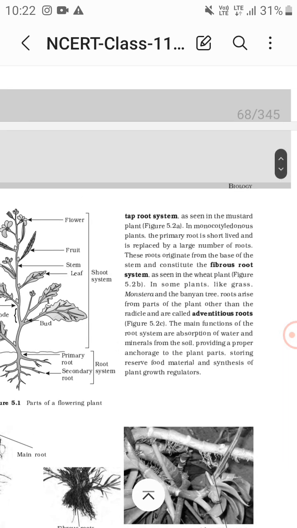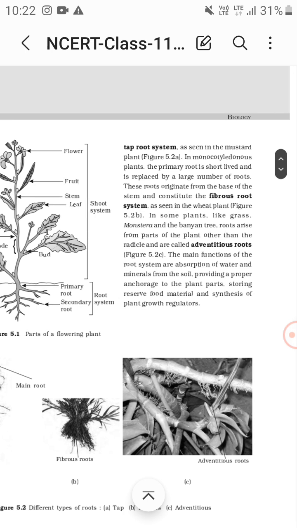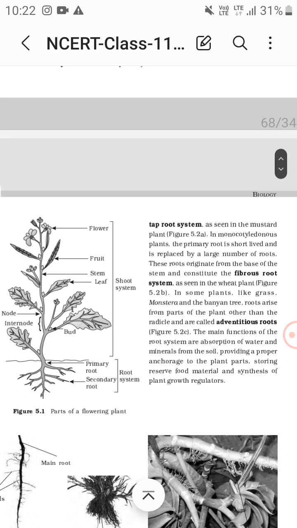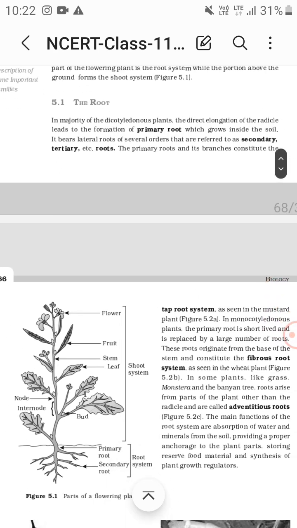So these roots originate from the base of the stem and constitute the fibrous root system as seen in the wheat plant. And adventitious roots. In some plants like grass, Monstera, banyan tree, the roots arise from parts of the plant other than the radicle and are called the adventitious root system. Adventitious roots, okay, fibrous root system and a taproot system.